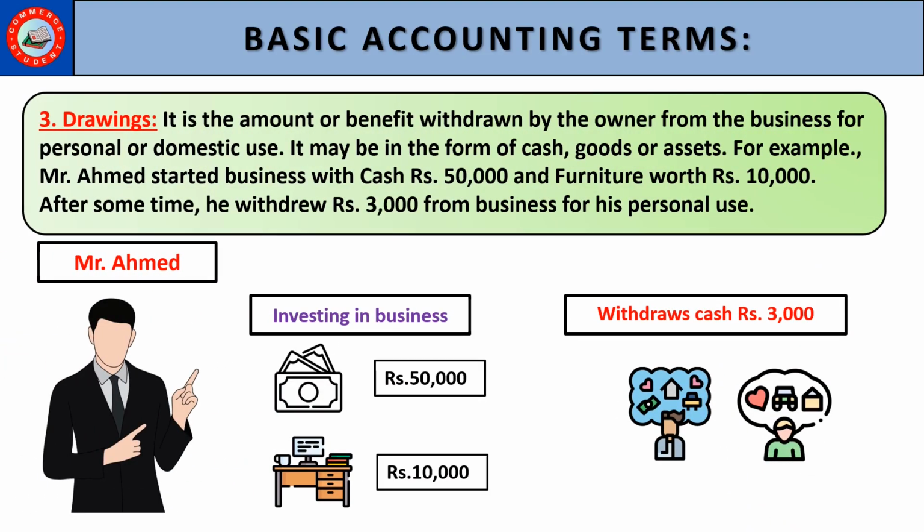Now let's talk about something called drawings. This is basically what the owner takes out from the business for personal use. It could be in the form of cash, goods, or assets. Going back to our previous example, Mr. Ahmed, who started with 50,000 in cash and 10,000 in furniture, decided to withdraw rupees 3,000 for his personal need. This amount of 3,000 is what is called drawings.